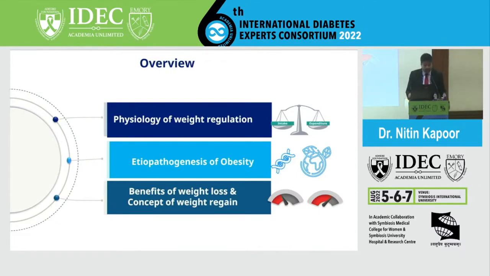We'll talk about the etiopathogenesis of obesity, and the important point to remember here is that every patient that we see who has obesity has a different story, and we really need to understand why that particular patient has the problem of weight. It's just not that one size fits all and we give a prescription of a diet chart or say that you eat less and walk more and that will work wonders for all patients with obesity. That doesn't work like that. So we look into how we assess the etiopathogenesis for that one particular patient who's actually sitting in front of you.